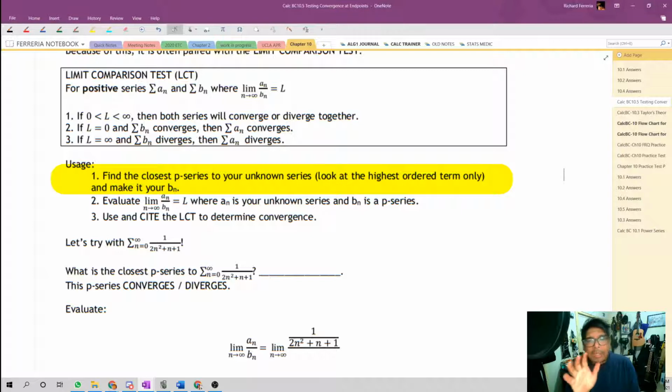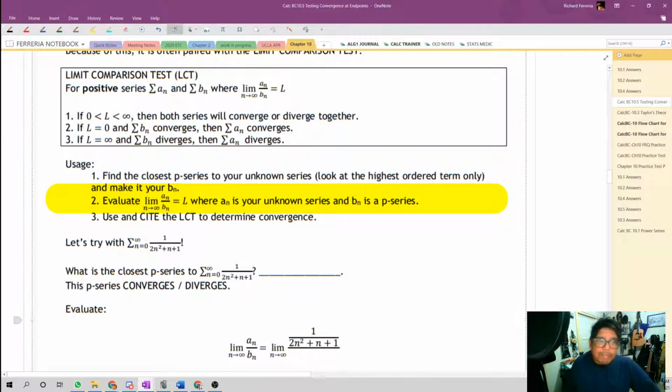Usually you're going to just look at the highest ordered terms and look at the ratio of the highest ordered terms and use that for your p-series. Secondly, you're going to take that p-series, put it underneath the original series, your unknown series, and find the limit. If you show that the limit is any number between 0 and infinity, then whatever the p-series does, your numerator series is going to do as well.